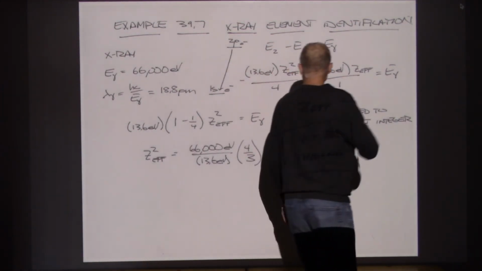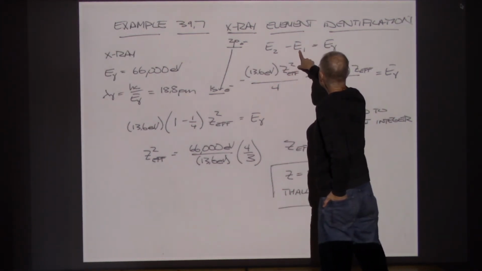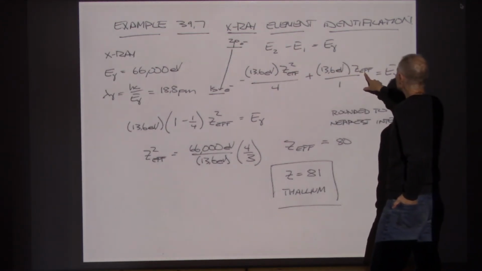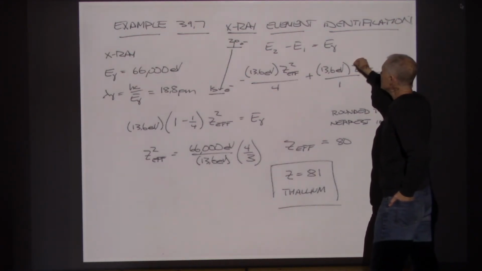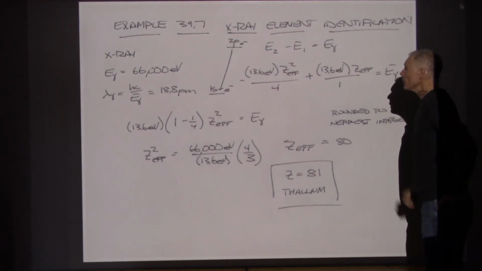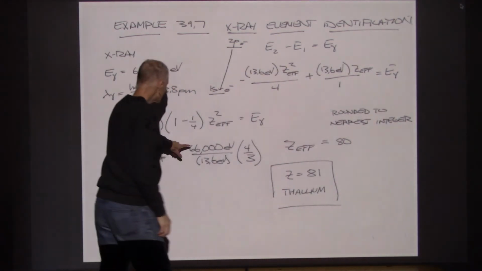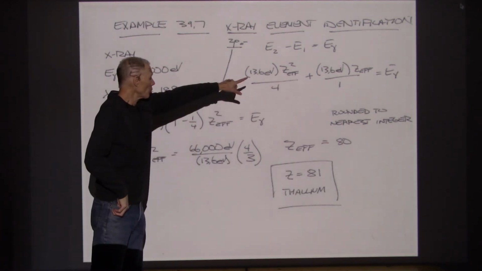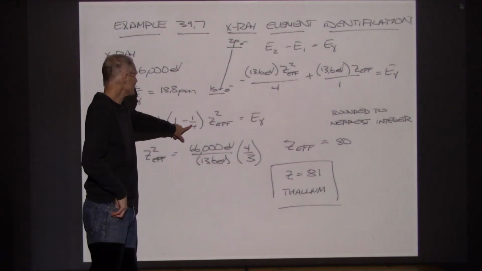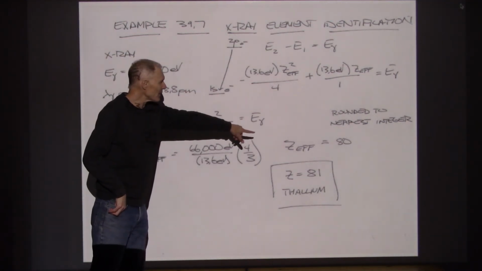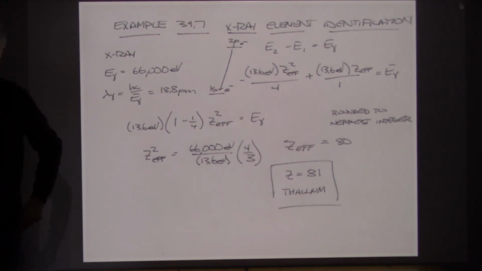Now, what we can do then is we can set up the formulas. This is what the energy of state 2 would be given by. This is the energy of state 1. They both have a factor Z effective squared. So Z effective squared, Z effective squared. I can solve this formula for Z effective squared. And this is going to be 66,000 divided by 13.6 times 4/3, which comes from 1 minus a fourth. And so the Z effective here is 80. Now remember, the Z is going to be larger by 1. This must be element 81.